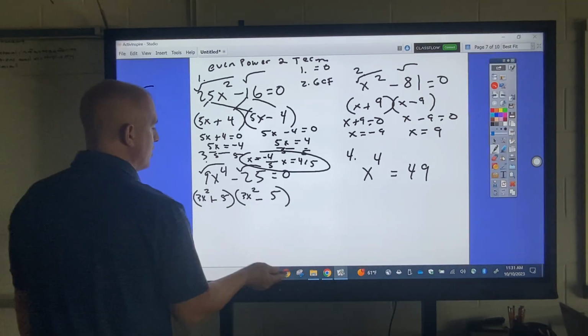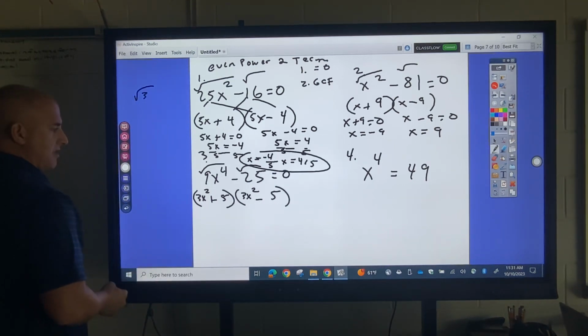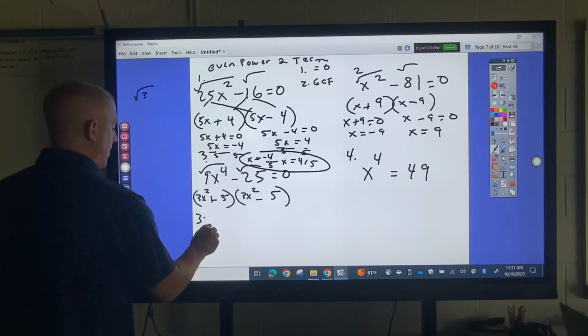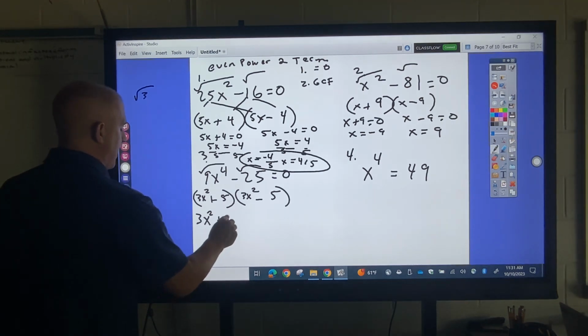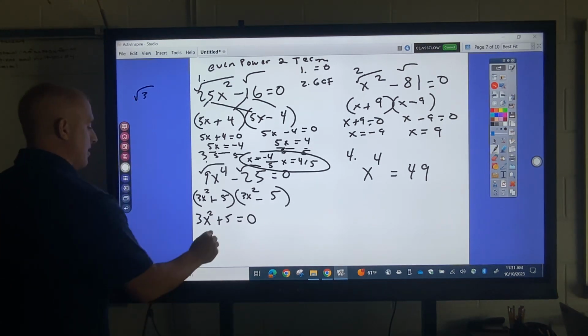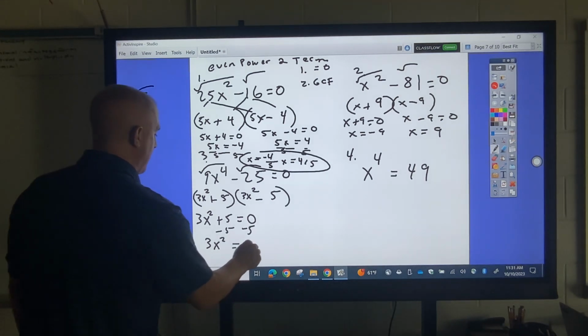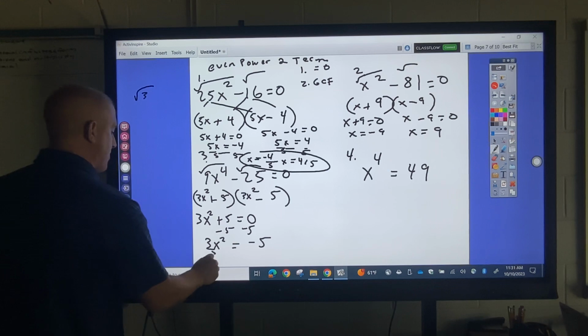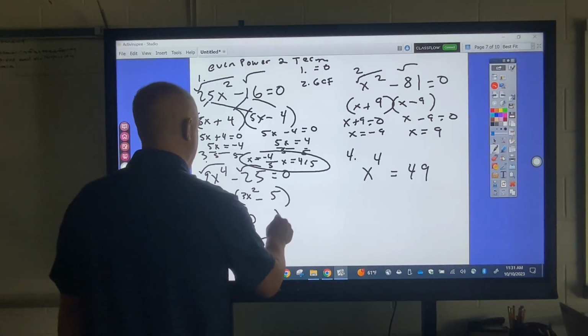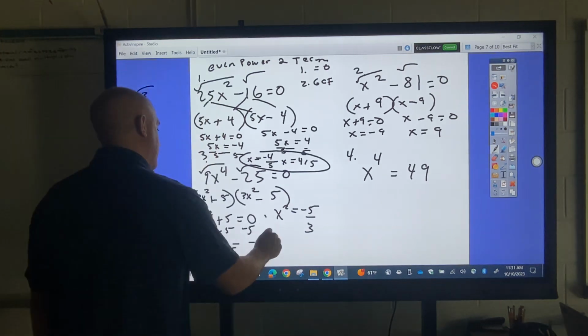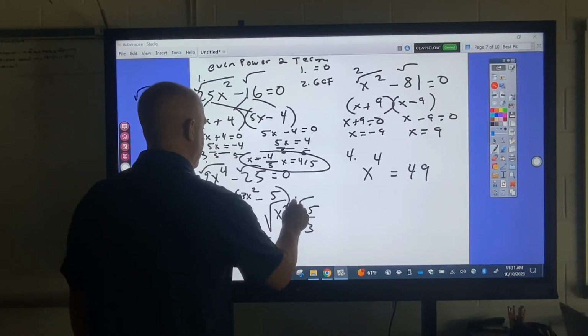So then what I want to do is I want to solve these things. Okay? I want to solve these factors. So 3x squared plus 5 equals 0. Okay? Subtract 5. That's 3x squared equals negative 5. All right, divide by 3. I get x squared equals negative 5/3. And then I want to take the square root with a plus and minus on both sides.